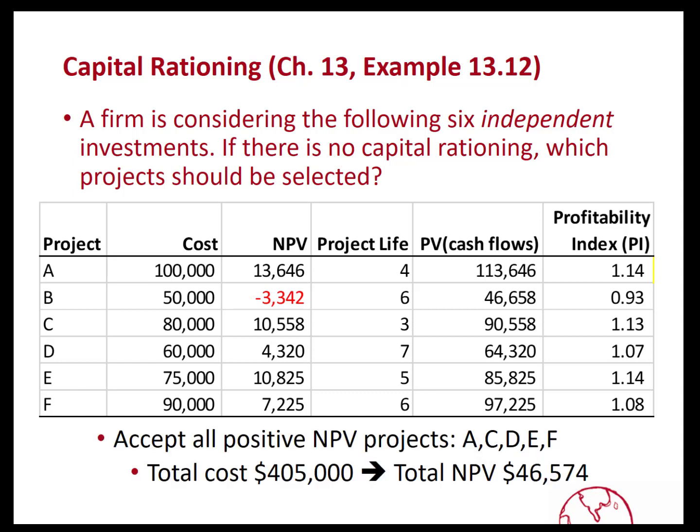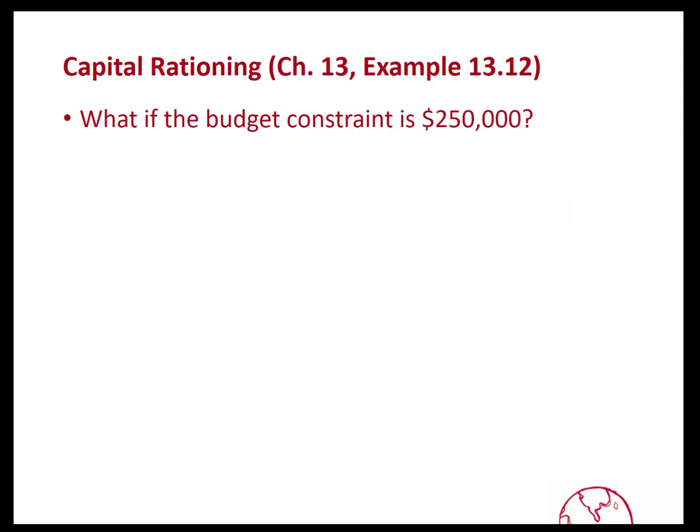If we had no budget constraint, and if these projects were not mutually exclusive or interdependent, then we would simply accept all the positive NPV projects, A, C, D, E, and F. This combination would cost $405,000 and would generate a net present value in total of $46,574. So what if there is a budget constraint of $250,000, meaning we can't accept all the projects?